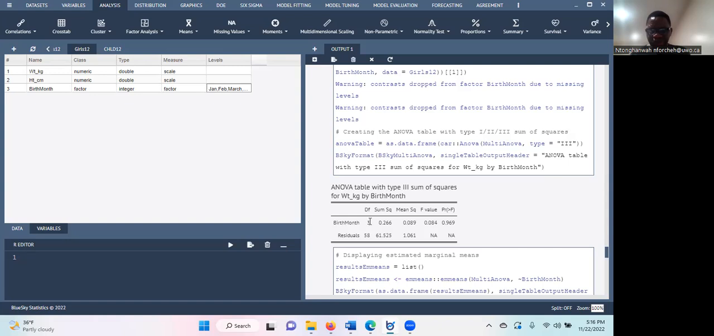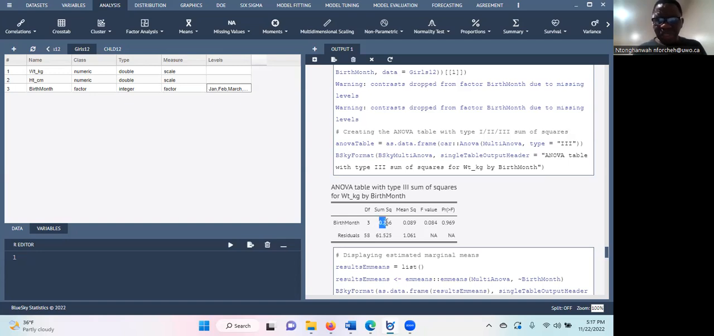Here we have degrees of freedom is 3. Degrees of freedom is number of groups minus 1. Since we have 4 months, 4 groups, 4 minus 1 is 3. This is what we call the sum of squares due to month, that can be explained by month. This is the sum of squares explained by residual. That means if we take away the effect of month, whatever that is, then we have 61. The amount of variance unexplained is 61 points. So the total variance in our weight data is 61.525 plus 0.266. So basically, almost all the variation is explained by the error.